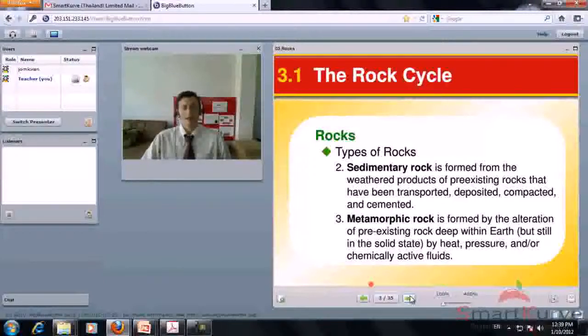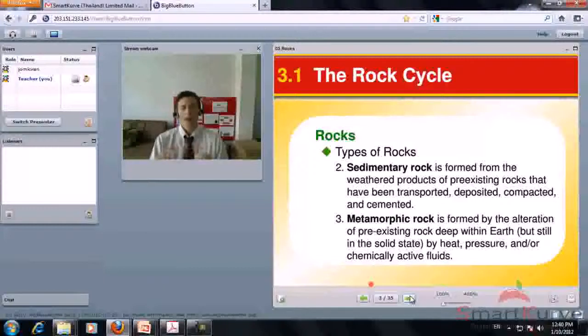And finally, the third type we're going to talk about, metamorphic rock. To understand what metamorphic rock is, it helps to understand what that word means. Metamorphic simply means to change. Metamorphic rock, as we see on the slide, is formed by the alteration of pre-existing rock. Alteration, again, means to change. The alteration of pre-existing rock deep within the earth by heat, pressure, or chemically active fluids.